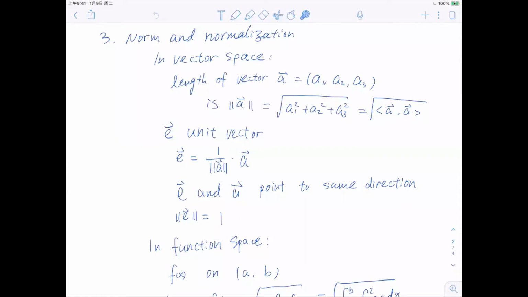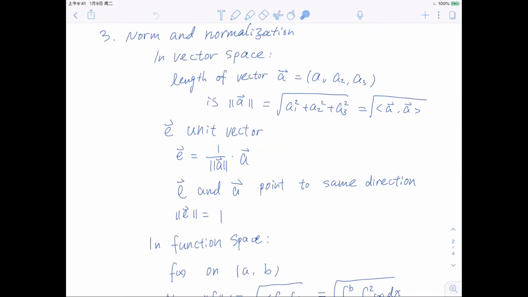Next, let's look at norm and normalization. In vector space, vector A is defined as A1, A2, A3 in 3 dimensions respectively, and the length of vector A can be defined as the square root of the sum of squares of each dimension. So it's the square root of A1 squared plus A2 squared plus A3 squared, which is also the square root of the inner product between A and itself.